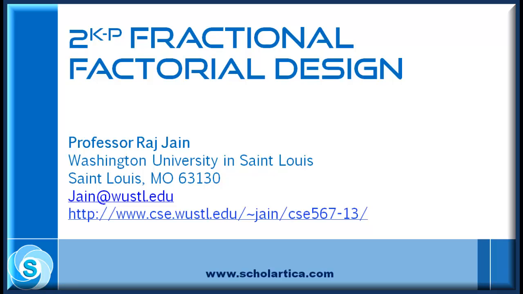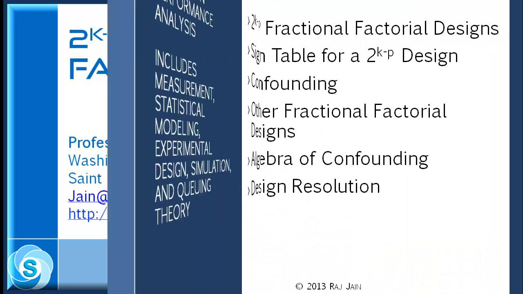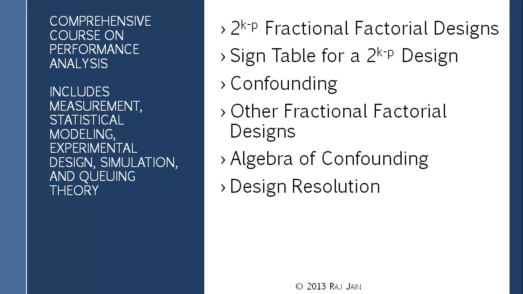Experimental design. So we'll talk about 2 raised to k minus p fractional factorial design. So you have k factors, but you don't want to do 2 raised to k experiments. You can do 2 raised to k minus p. So as usual, we'll talk about what these designs are, how you calculate, and what the problem is, that is called confounding. So that's a new term you will learn today. And then the algebra of confounding and other designs, and what is the design resolution.